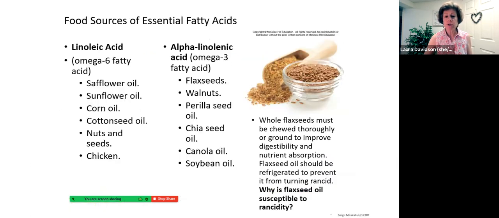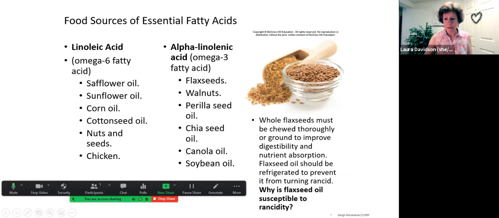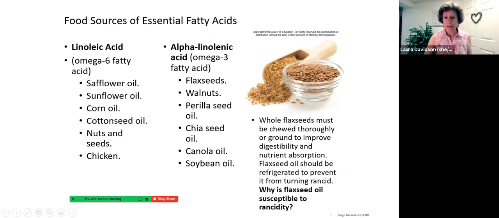So when you look at the sources of these fatty acids, the American population tends to get plenty of the omega-6, but not enough of the omega-3. And we need to focus on adding more omega-3s into the diet. And we'll talk about fish as one source of that, but certainly there are plant sources as well.